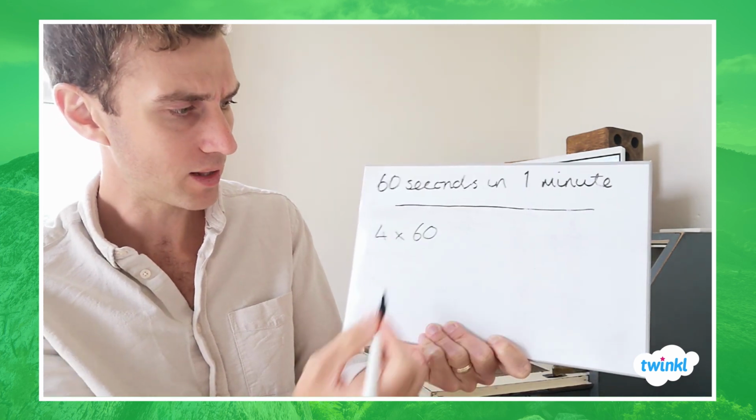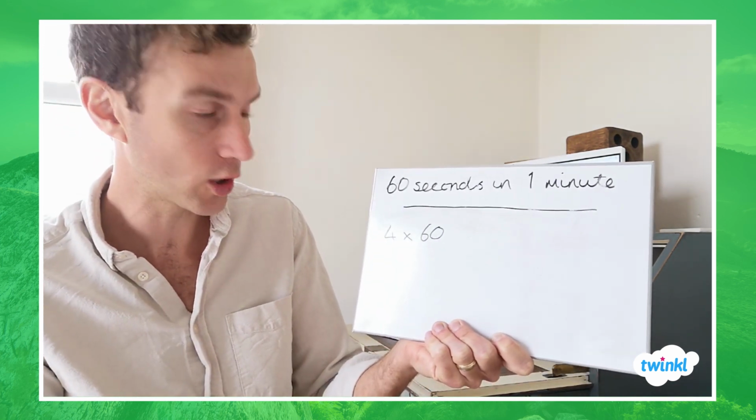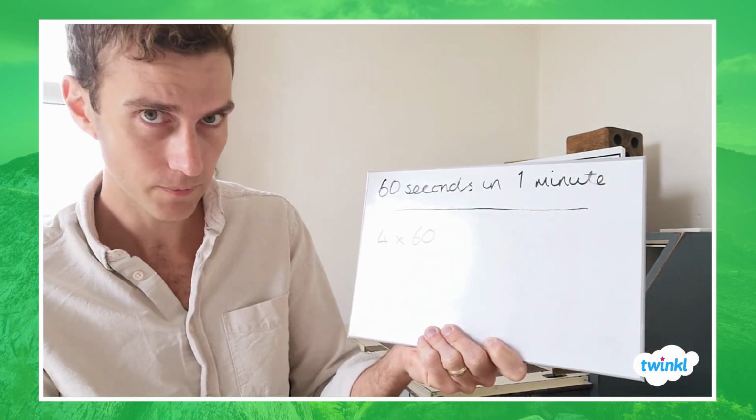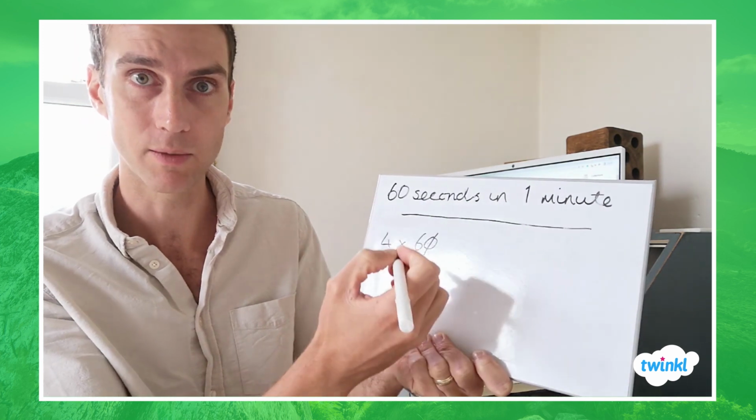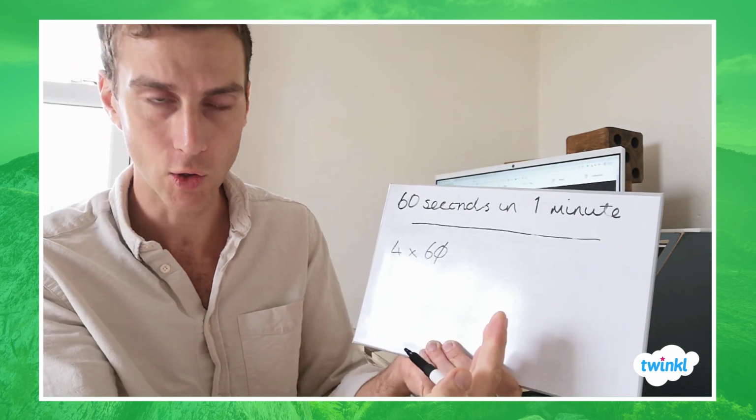And I'm looking at that going, well, I don't know my 60 times table. What can I do? Well, okay, let's drop the 0, work it out, and then multiply the answer by 10, because that will put the 0 back on.